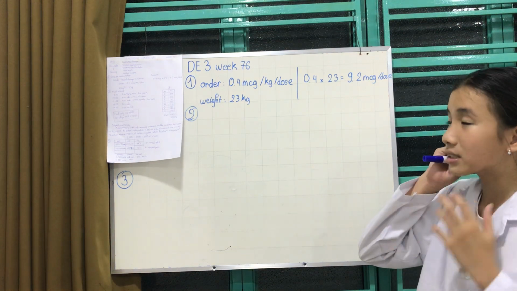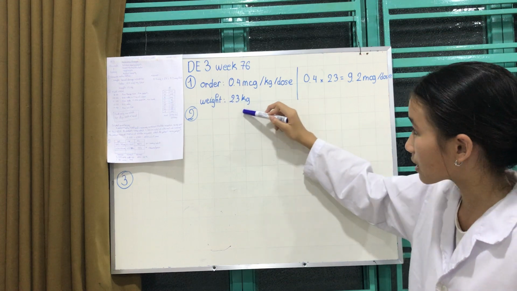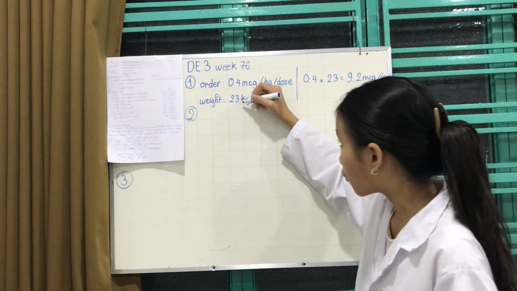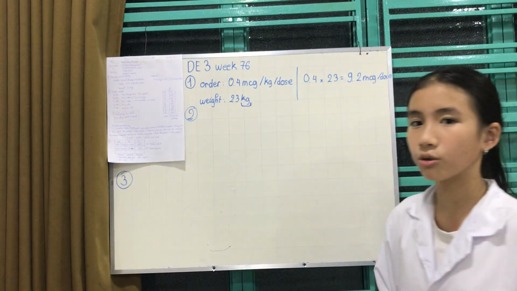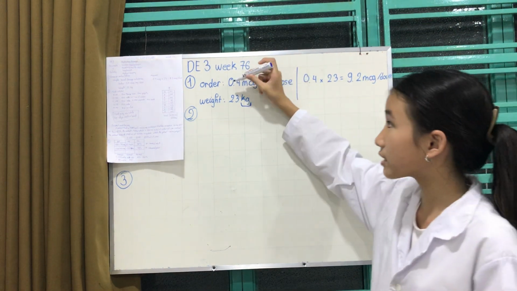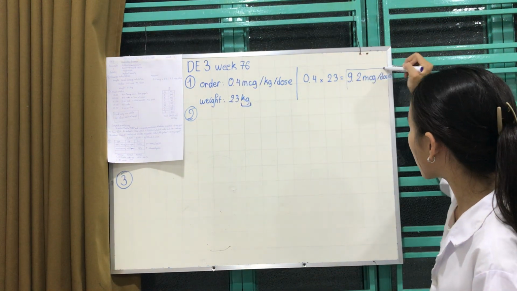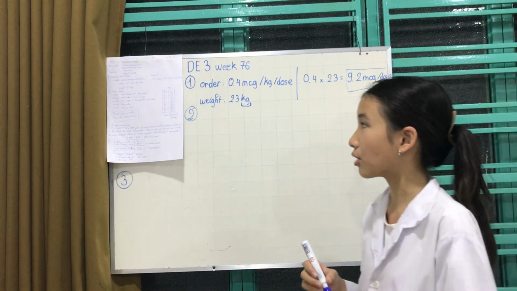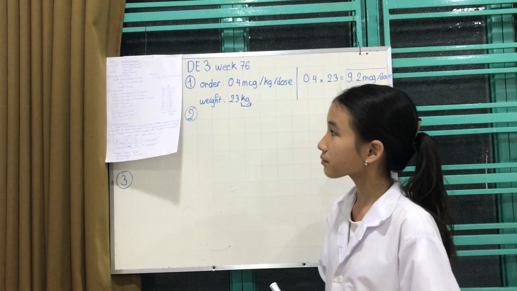So how do I do this problem? Well, since the patient's weight is in the basic form of kilograms, we will be able to do the multiplication. We will just take the order times the patient's weight, and we will have the amount of dose, which is 9.2 micrograms per dose. And yeah, that is my answer for problem number 1.